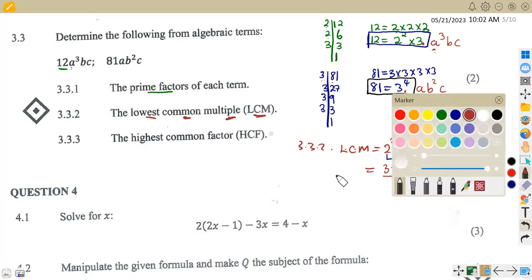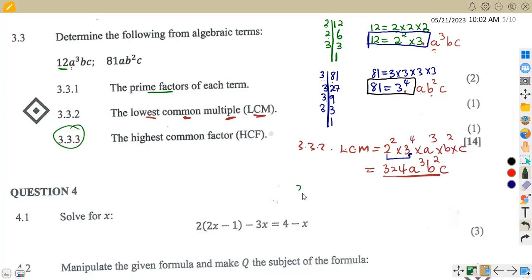All right, we move on to the HCF. We are now asked to find the highest common factor, which is the HCF. So remember the HCF: a term or a number has to be common throughout. That's the first thing. And when it is common throughout, you must consider the one with the least exponent or the least power. So which one has got the least exponent but is common?